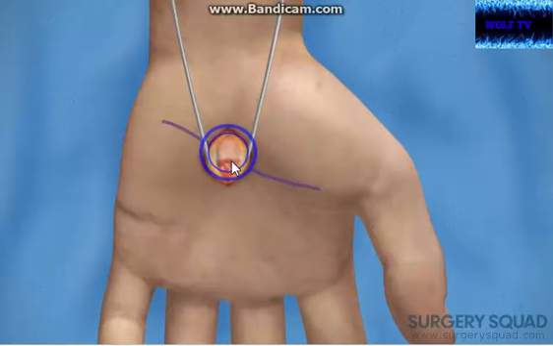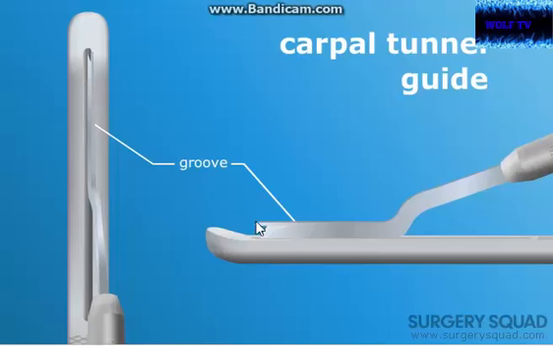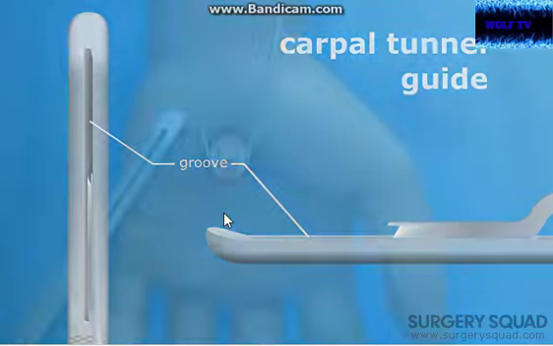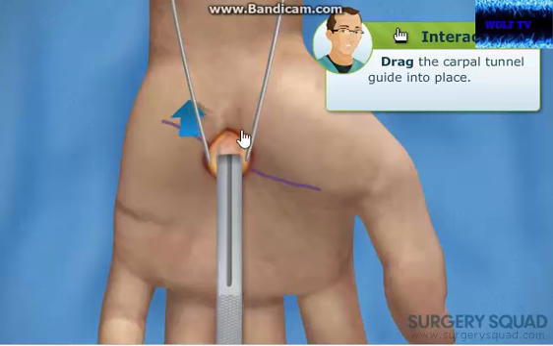With the transverse carpal ligament exposed, I'll need you to slip a carpal tunnel guide into the incision. This is a blunt-tipped instrument with a groove on the upper surface to accommodate a special knife. The carpal tunnel guide is placed down the carpal tunnel and underneath the ligament and is used to protect the underlying nerve and tendons. Go ahead and push the carpal tunnel guide in.